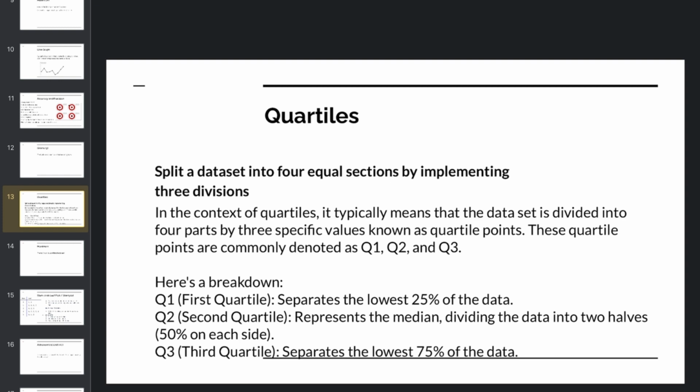Here's a breakdown. First quartile, Q1, separates the lowest 25% of the data. Q2, the second quartile, represents the median, dividing the data into 2 halves, 50% on each side. Third quartile, Q3, separates the lowest 75%.